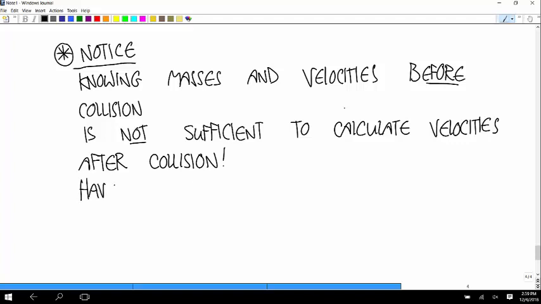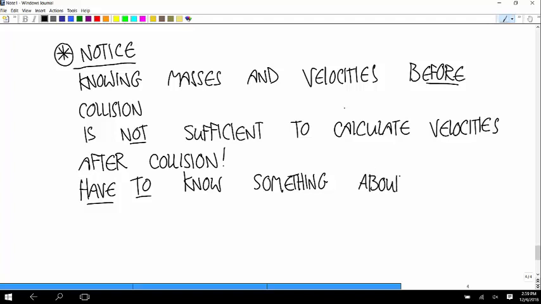So you have to know something about the collision. You are going to do very few problems like this, but yes. If someone ever asks you about something where you're not given any additional information, just know mathematically there's nothing you can do. It's not about whether you're good or bad enough at physics to do it. It's just not enough information. So you have to know something about the collision.